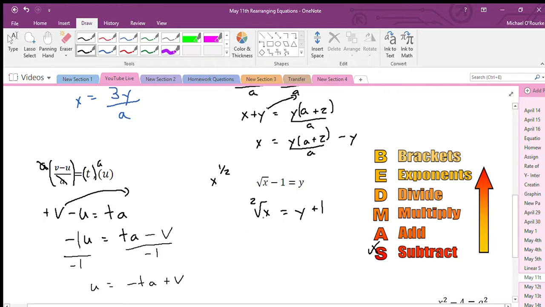Now, if you look at the inverse operations there, what's the opposite of a square root? Well, the opposite of a square root is a square. So we're going to square both sides. And when we do that, this is going to disappear. And on this side, we're just going to leave it, y plus 1 squared.